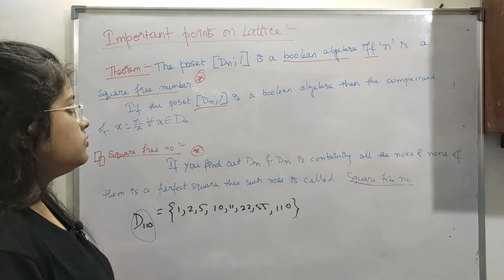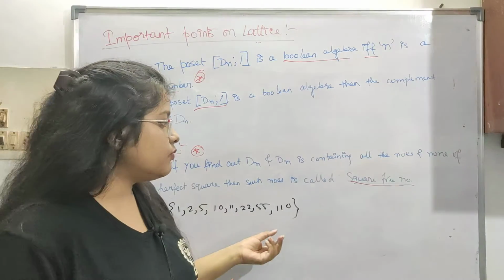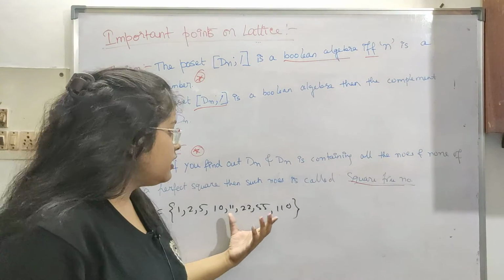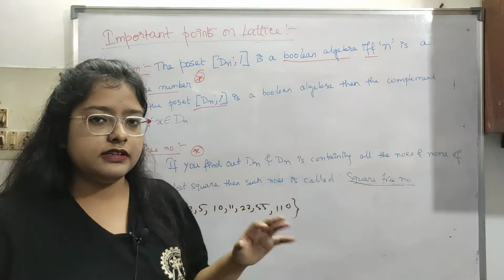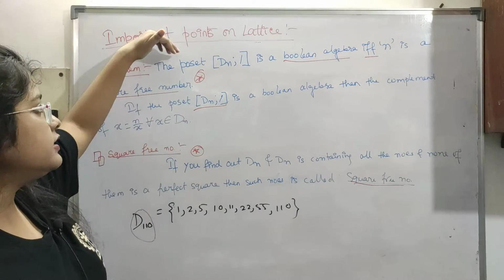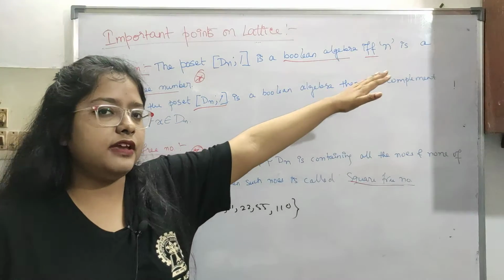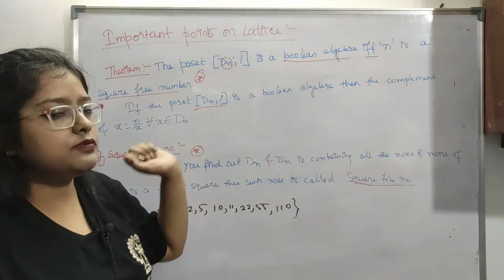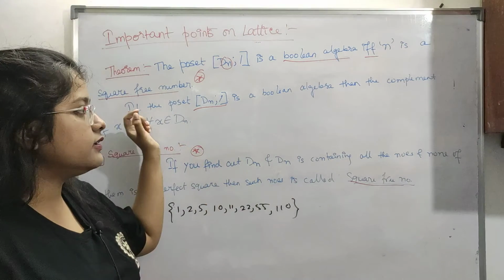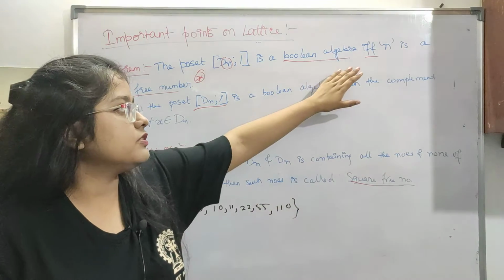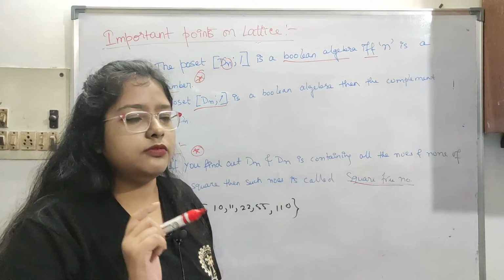This is just a theorem, and now we will do questions on this. I have just taken an example. A number is square free if it doesn't contain a perfect square. The poset is a Boolean algebra if n is a square free number. So if n here is a square free number, then you can say the poset is a Boolean algebra if and only if. Double F means if and only if.